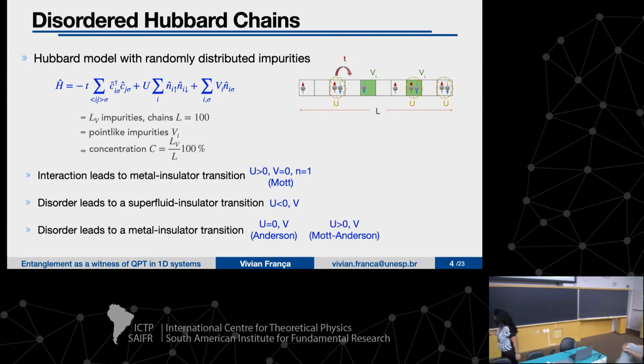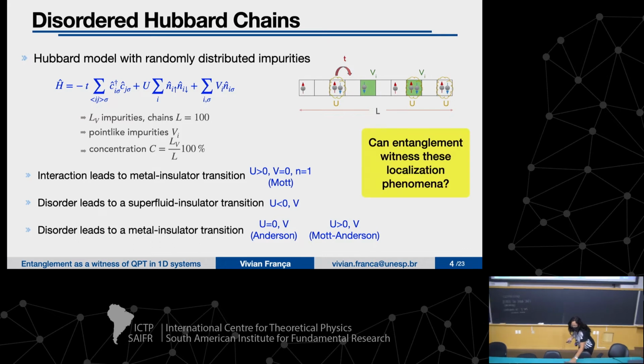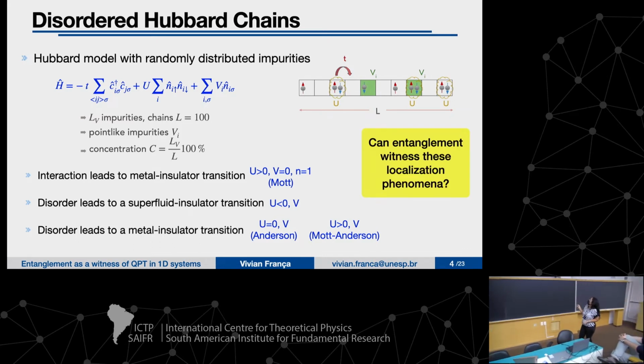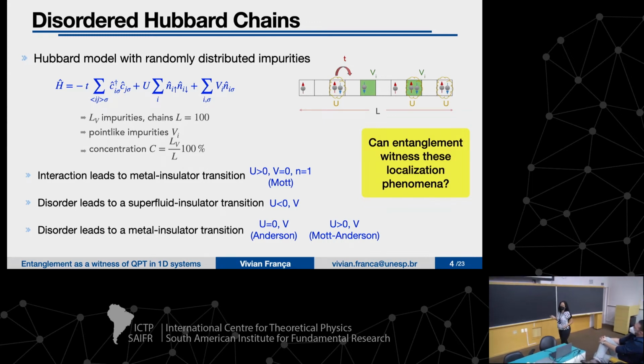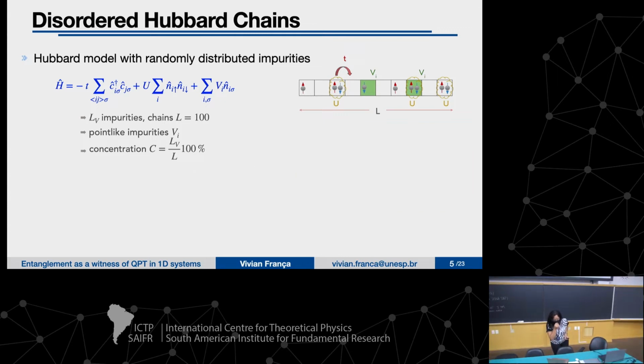Also, if I consider this repulsive interaction U, I expect to be in a Mott-Anderson regime, where I can have metal to insulator transitions from both sides, from the interaction and from V, the disorder. So now, our question here is, can entanglement witness this localization phenomenon somehow? And in order to address this question, we first start by defining what we measure as entanglement.